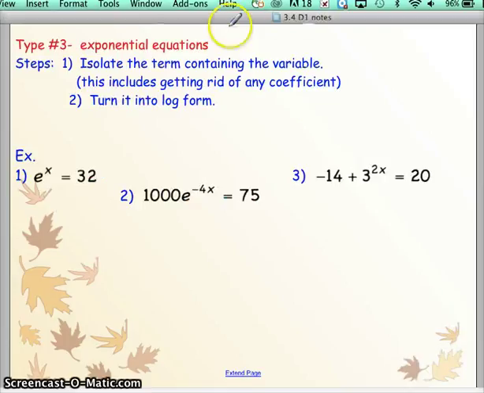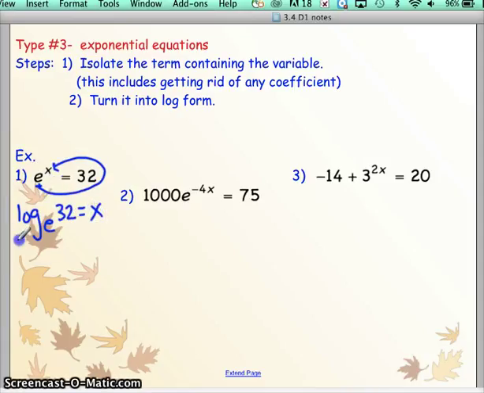Okay, the next kind of problems, these are all exponential problems. So now we need to isolate the exponent, swoop it into a log. This first one, the exponent's already isolated, so we're going to swoop it into a log. I know it's going to be a log, so I'm going to write the word log. The base of the exponent will be the base of the log. So log base e of 32 equals x.